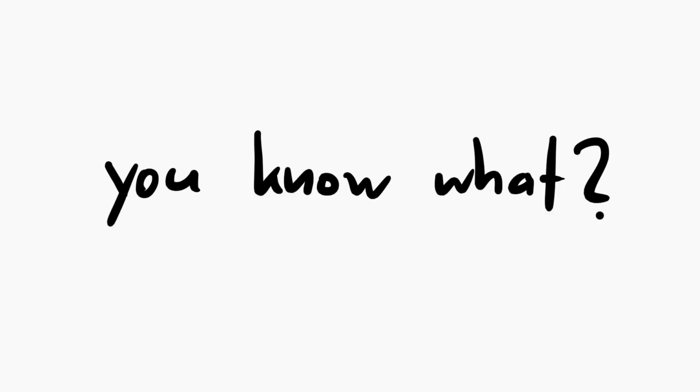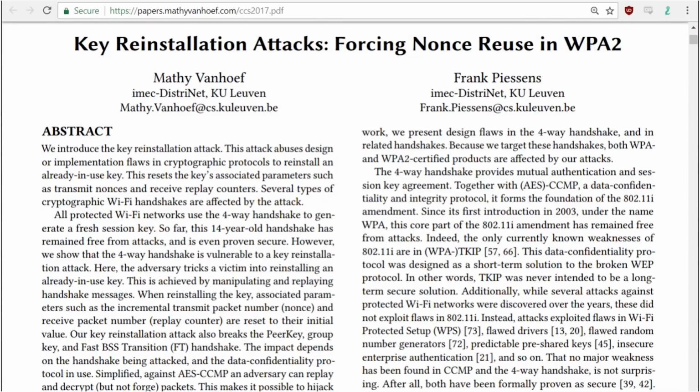But you know what? Why don't you read the paper? You don't learn hacking when reading security news headlines or using the tool Matthew Vanhoef wrote. Go read the actual research, or at least parts of it.